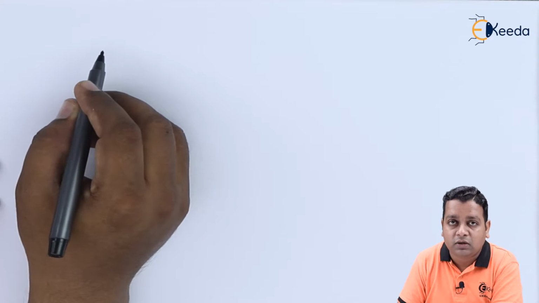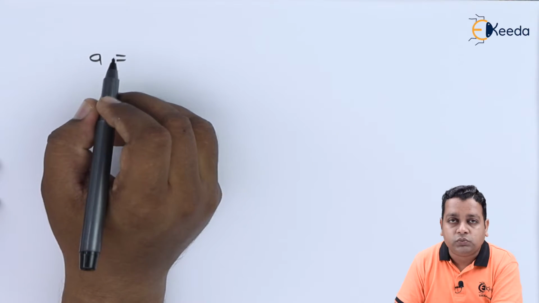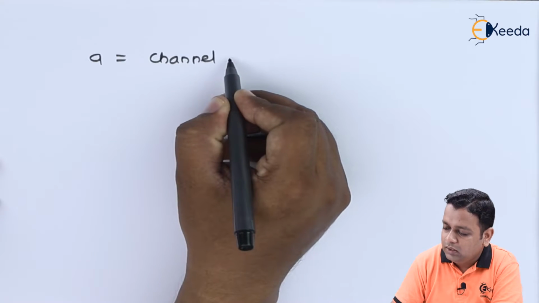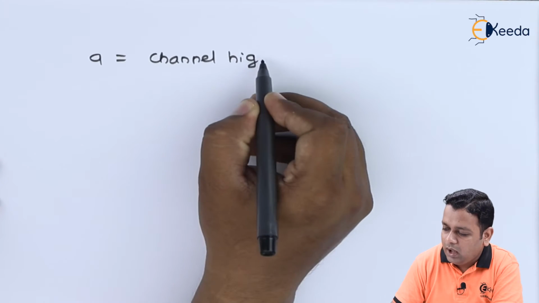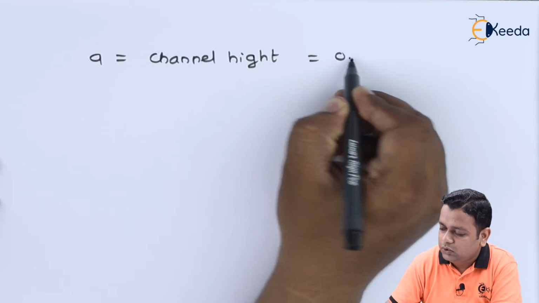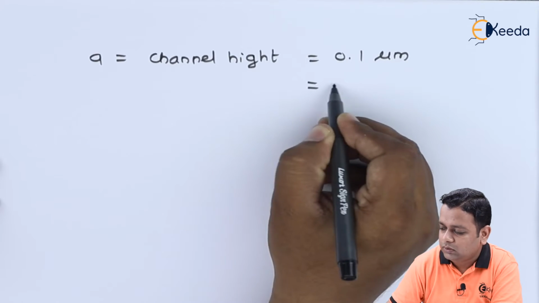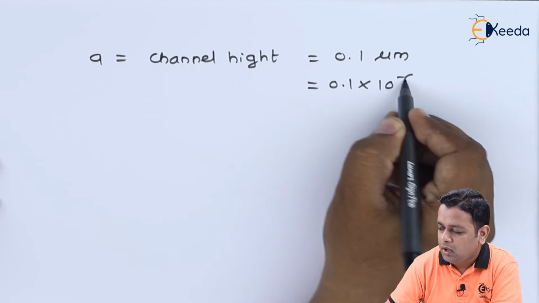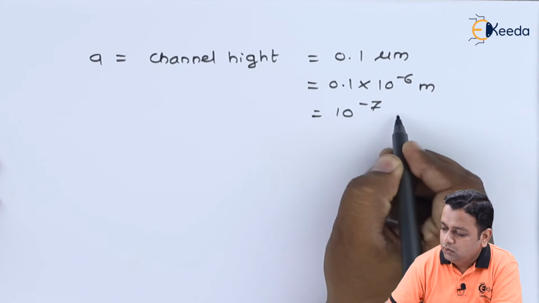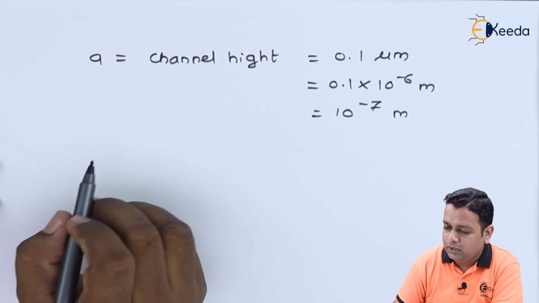So for the given problem, we first of all note down the parameters provided to us. Very first, we have the parameter denoted as small a. Small a is nothing but the height of the channel. So I mentioned here it is the channel height. The channel height is provided to us to be 0.1 micrometer. So this is 0.1 into 10 raised to power minus 6 meters, or 10 raised to power minus 7, we can substitute in the place of a here.